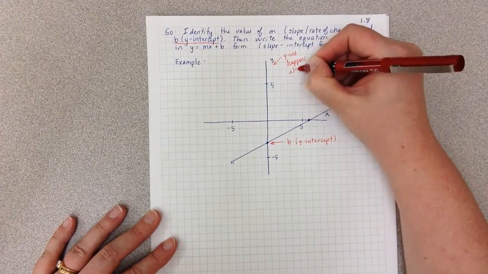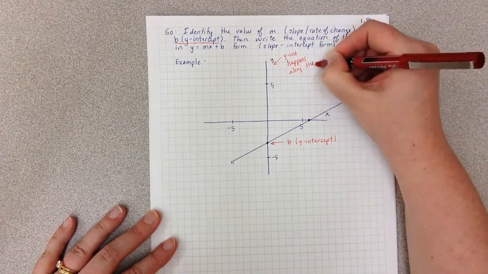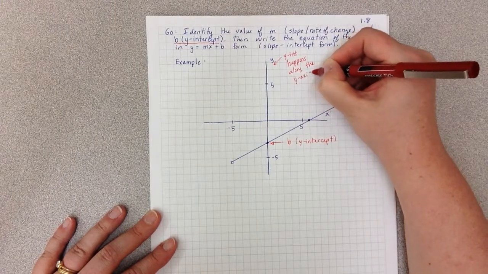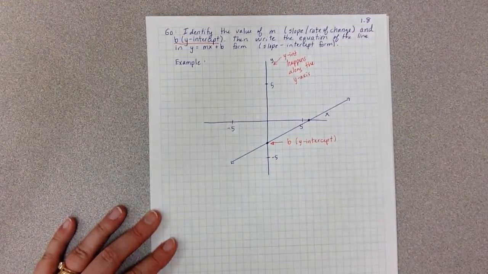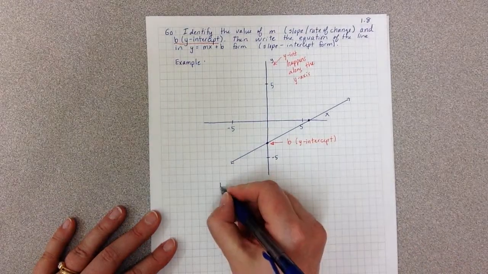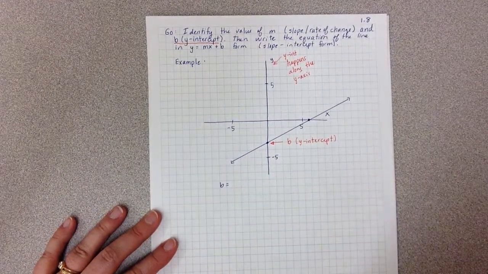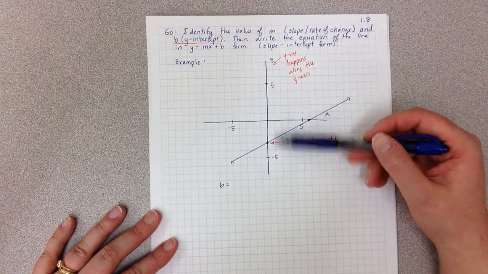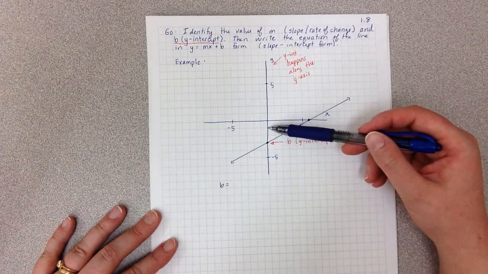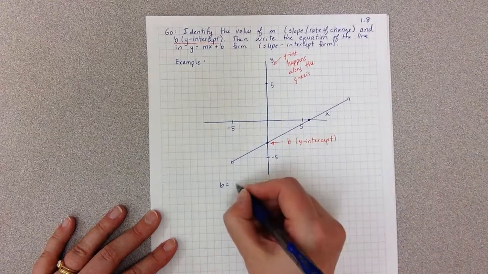I then need to find my slope. So actually, let's identify what that b is. So we're going to actually say b equals. And so I then have to actually determine what value that is. And my scale is by ones, so that's -1, -2, -3.